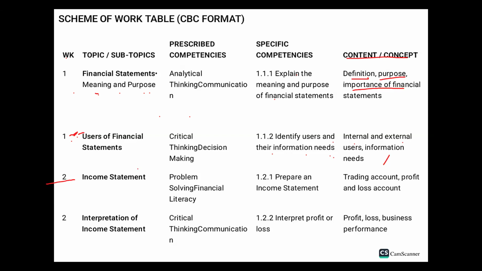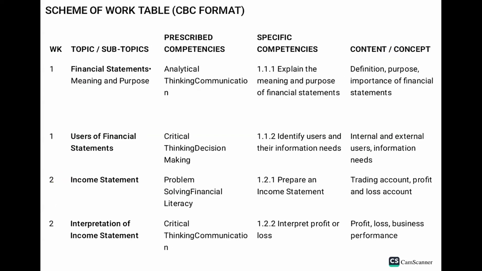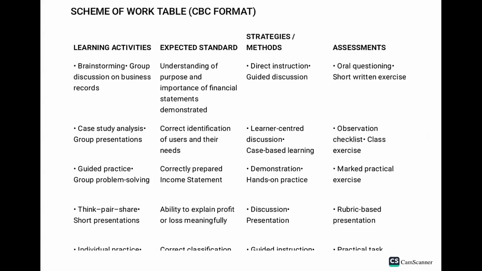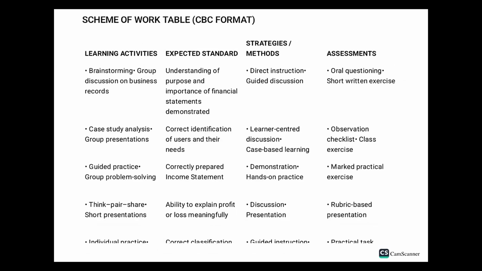So you have the income statement. What specific competence? You write the specific competency like that. Then when it comes to the content, you can come to learning activities. What learning activities are they going to be doing? So I've already said that these are in a row, all of them. I've just cut them so that you can visibly see them, but they should be joined in a row. Learning activities, we want them to brainstorm, right?